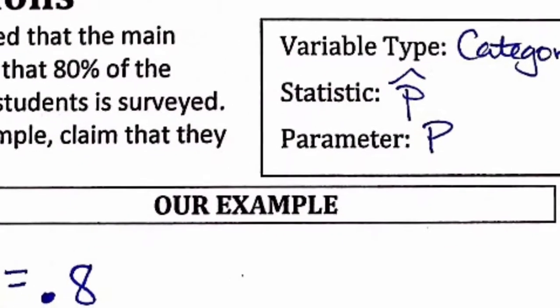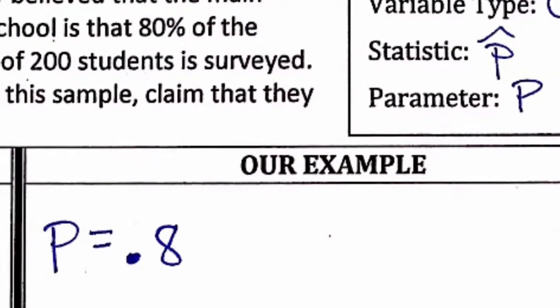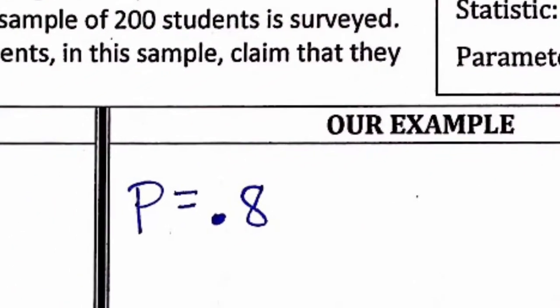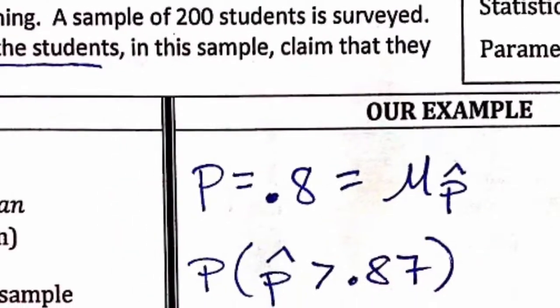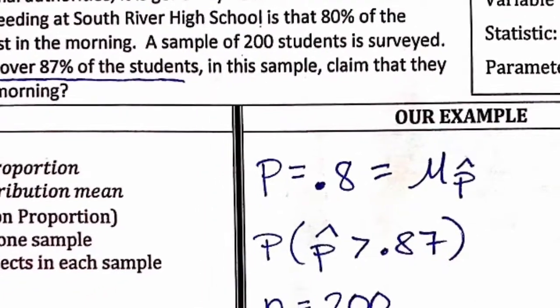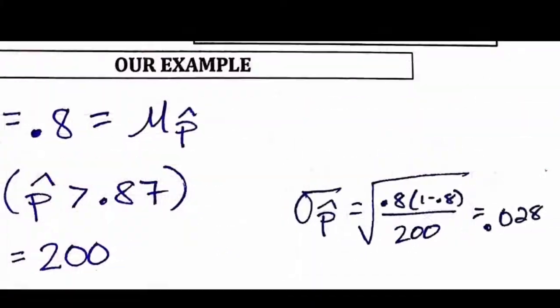This is categorical. Our statistic is p hat. The parameter is p, which in this case is 0.8. So using these values, let's look at a sampling distribution. If the parameter is 0.8, the mean of the sampling distribution will also be 0.8. So what's the probability that our sample of 200 is greater than 0.87?